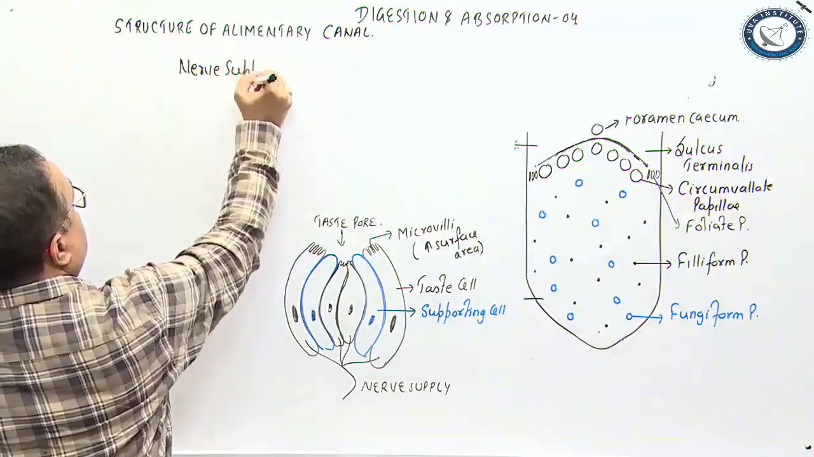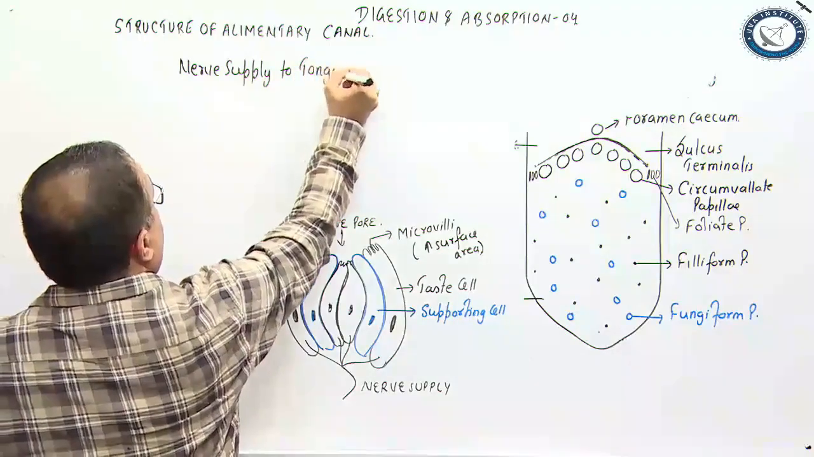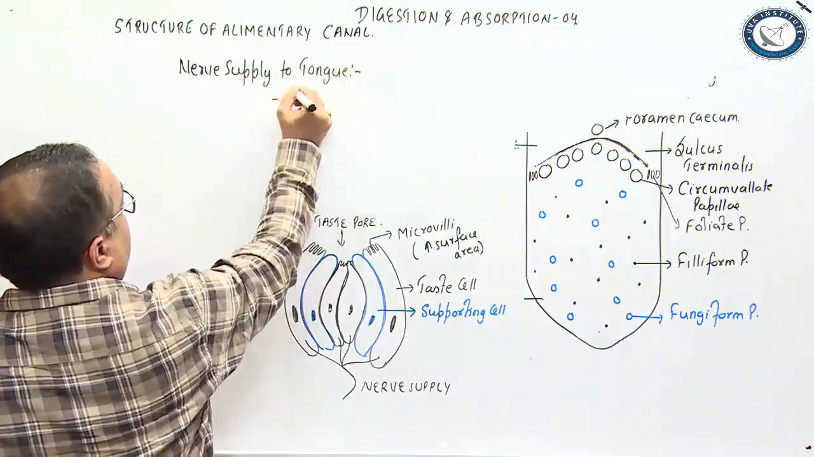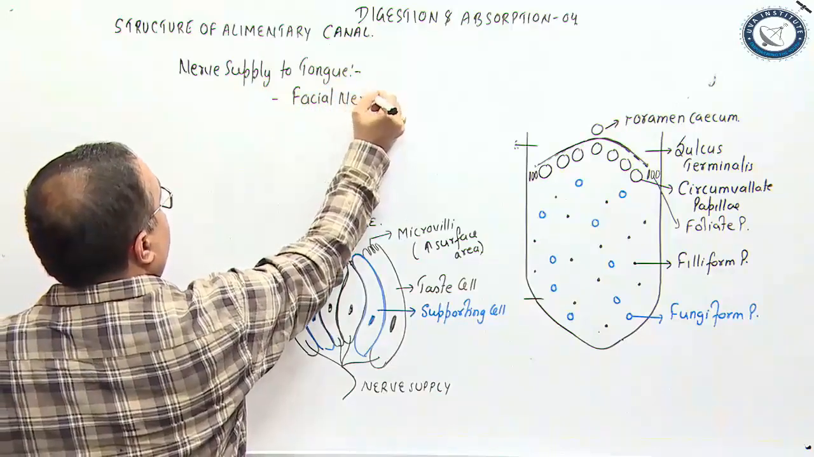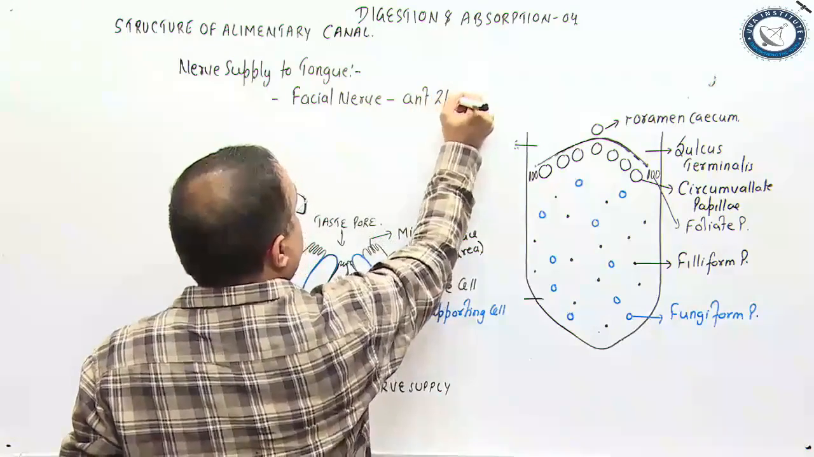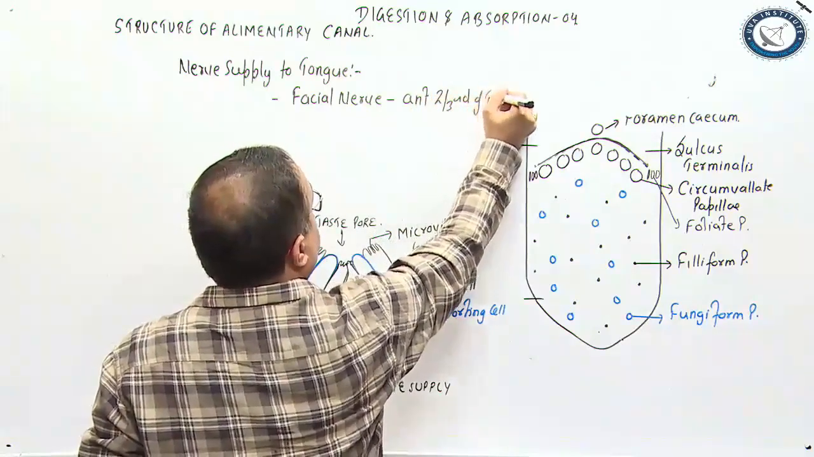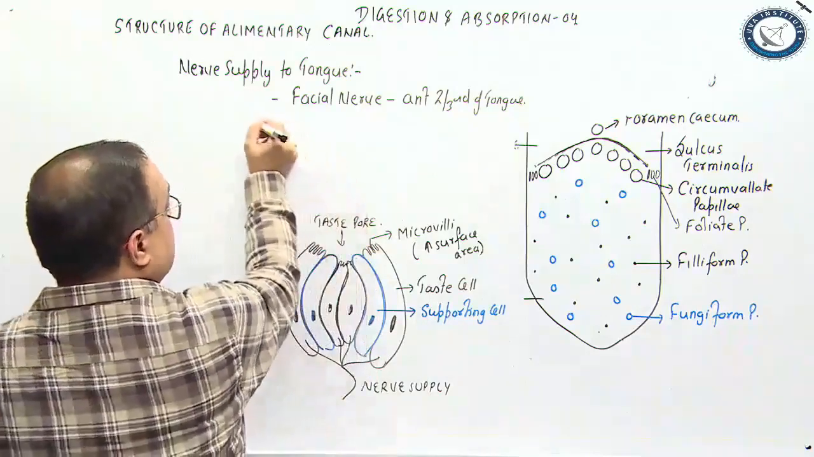Nerve supply to tongue. Number one, facial nerve. It supplies anterior 2/3 of tongue and carries the sensation of taste.